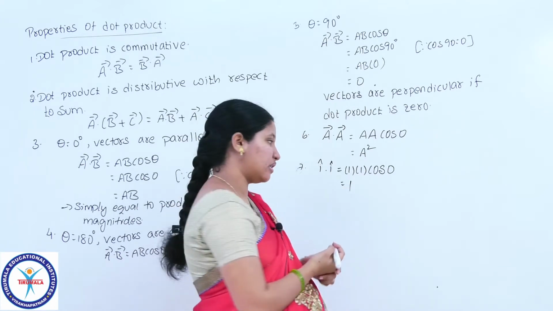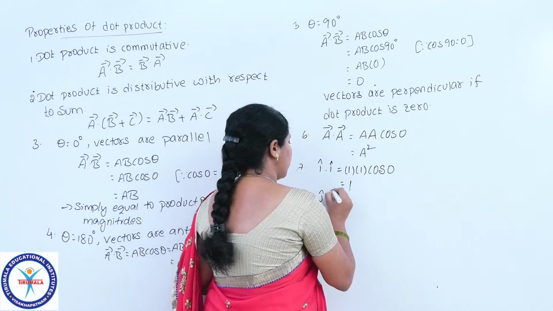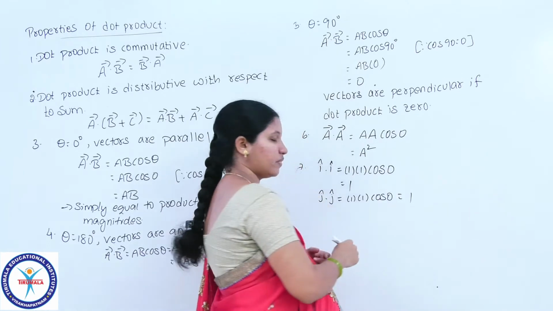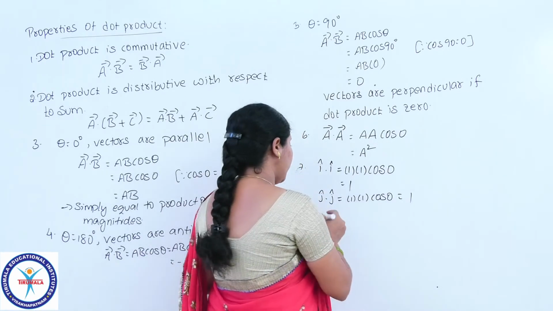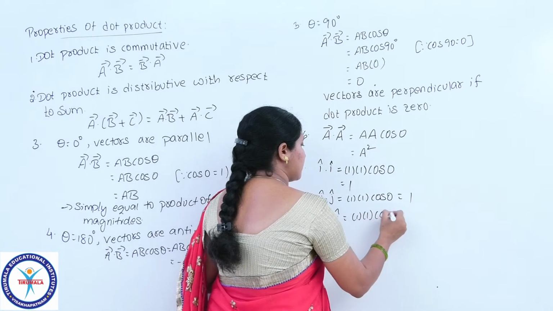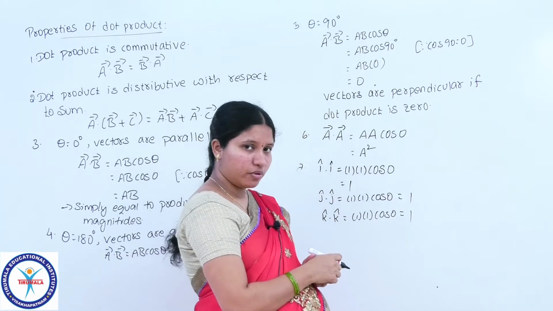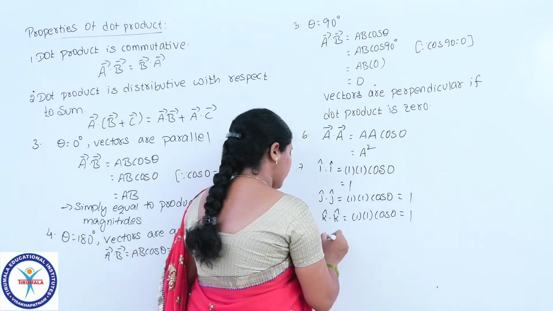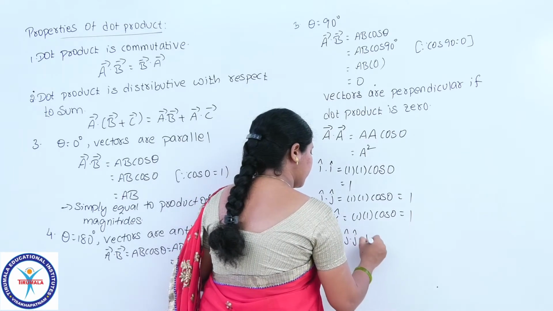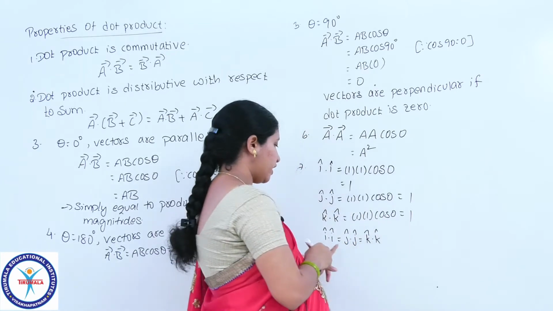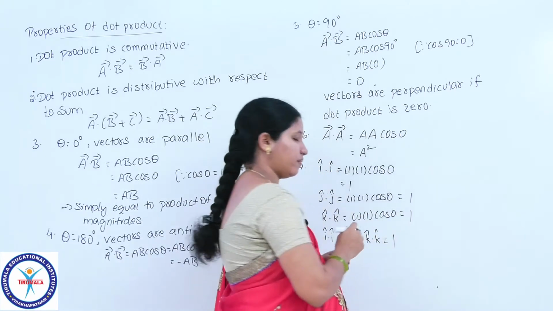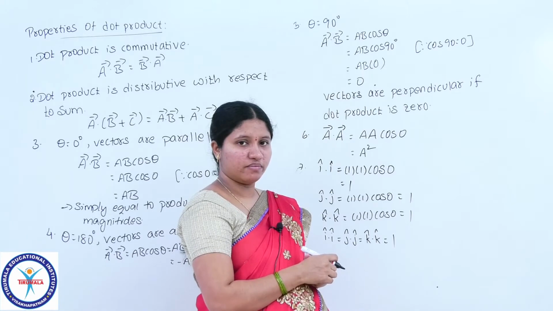Similarly, if we consider j dot j, we also get 1. And similarly, if we consider the unit vector k, we get 1. So, from the dot product, we can say that for the unit vectors, i dot i is equal to j dot j is equal to k dot k is equal to 1. Its value will be equal to 1.